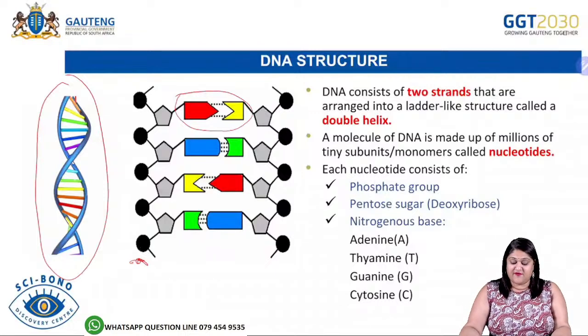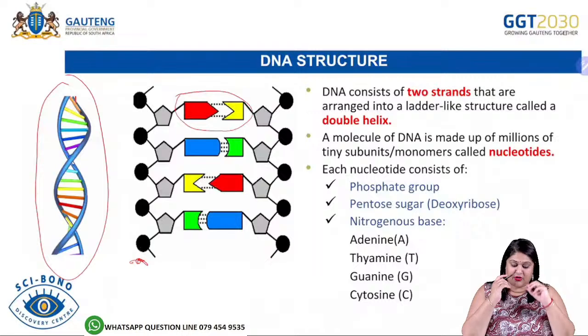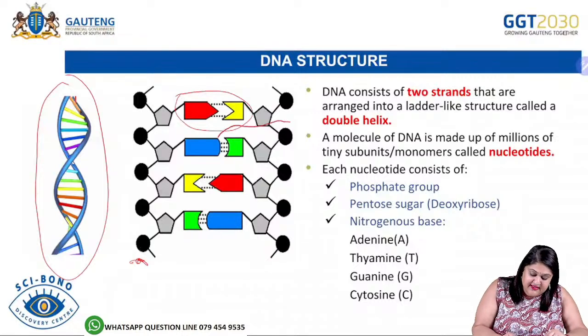A molecule of DNA is made up of millions of tiny subunit monomers called nucleotides. So we have this big double strand, and then each strand is made up of monomers, which are your simple units. So what is the most simple unit of a nucleic acid? It is a nucleotide. So this structure over here is a nucleotide.